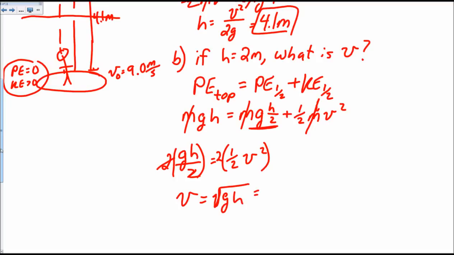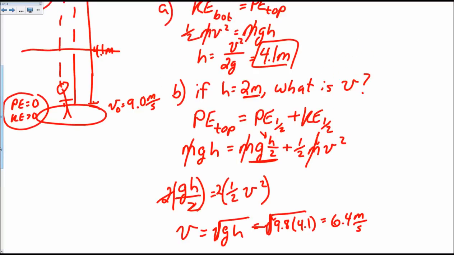All right, now h is my 4.1 meters. So that's the root of 9.8 times 4.1. That's going to be 6.4 meters per second. You might get a slightly different answer depending upon how you put in the numbers, but it's going to be close to this. Like if you actually take this 2 meters and put that in here instead of h over 2, it should be pretty darn close to 6.4.